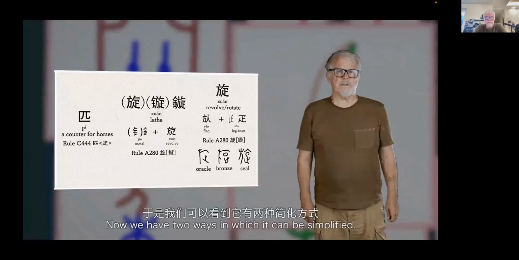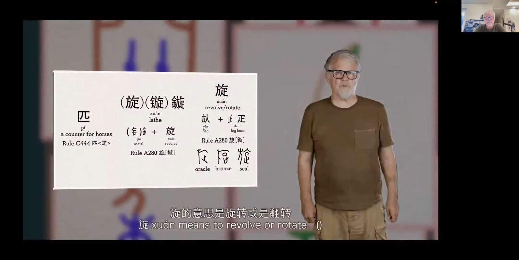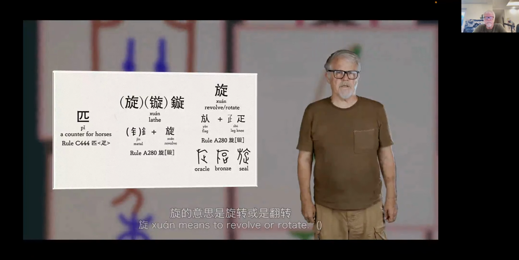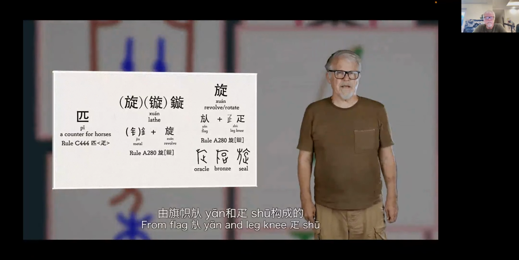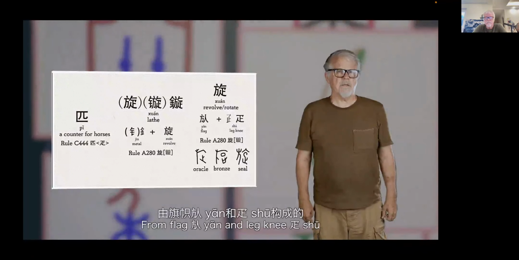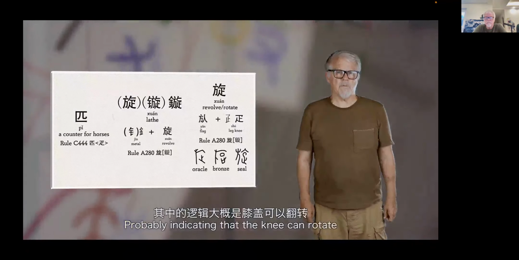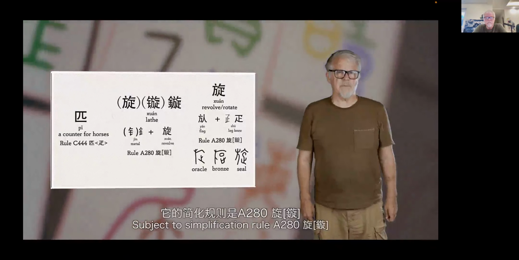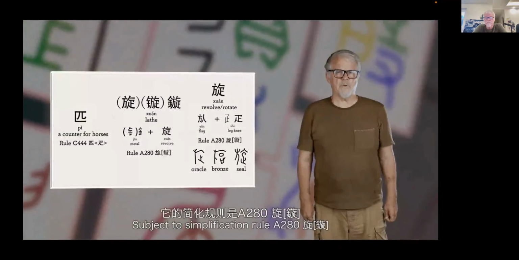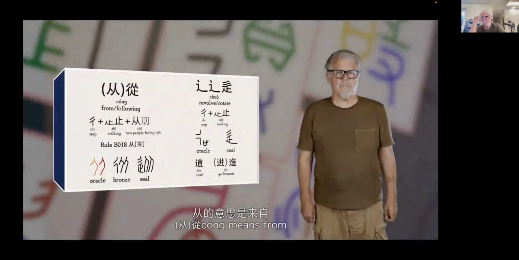Now we have two ways in which it can be simplified. Xuan means to revolve or rotate. It comes from a flag, yan, and the leg or knee, shu. Probably it indicated that the knee can rotate. It is subject to the simplification rule A280. Cong means from.